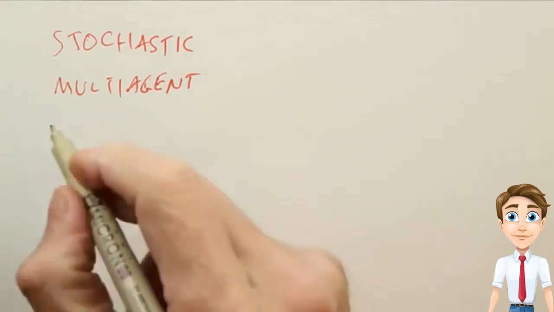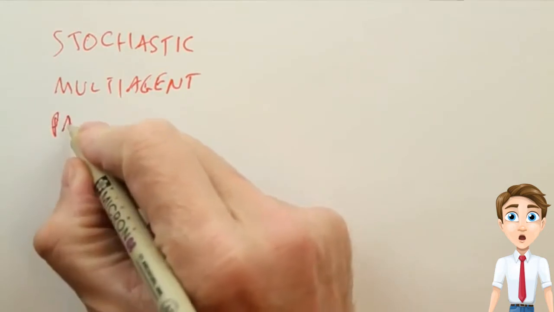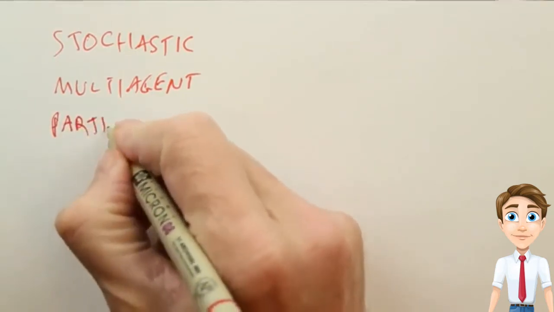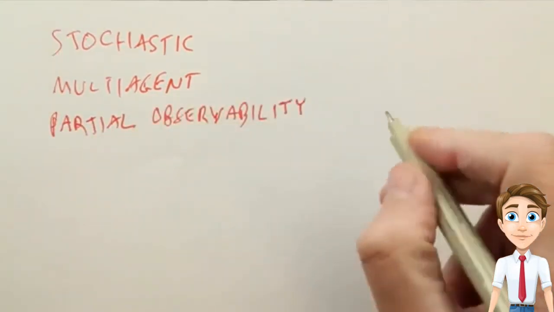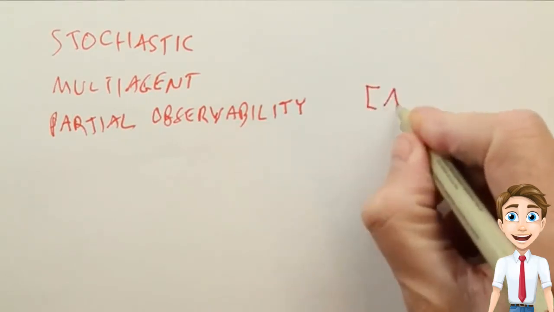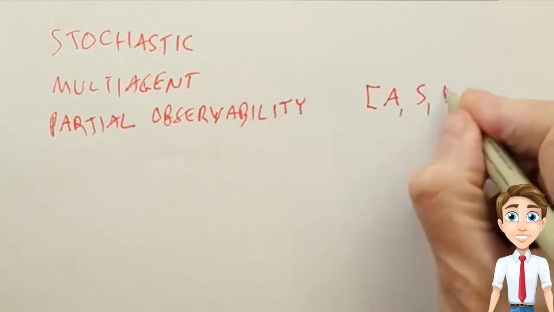The other big problem is with partial observability. Suppose we've come up with a plan to go from A to S to F to B.